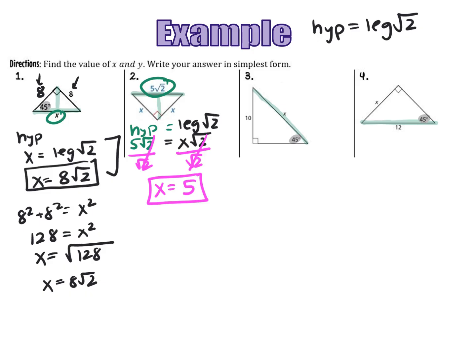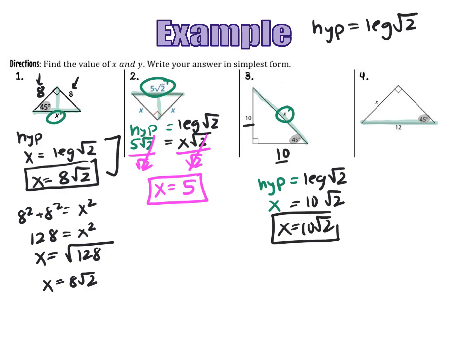All right, hopefully you had time to work through these on your own. My first thought is I'm looking for x here. This is 10, and since this is an isosceles triangle, 45, 45, 90, they're both 10. So in this case, the hypotenuse, which is x, is going to equal the leg, which is 10, times the square root of 2. So x is just equal to 10 square root 2.